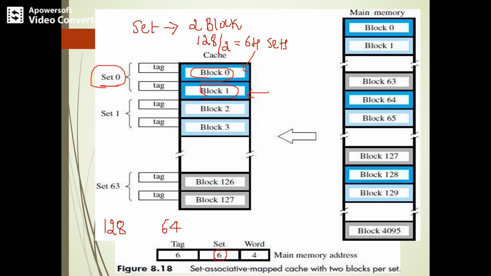A cache that has k blocks per set is referred to as a k-way set associative cache. Suppose the cache consists of k blocks per set, which is called k-way set associative mapping. So in set associative mapping, we can overcome the contention problem which arose with direct mapping, and we can also reduce the associative search.